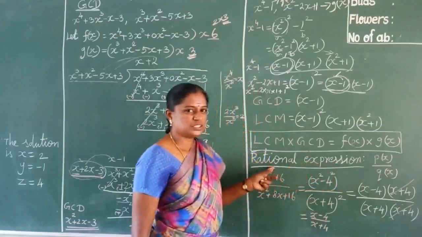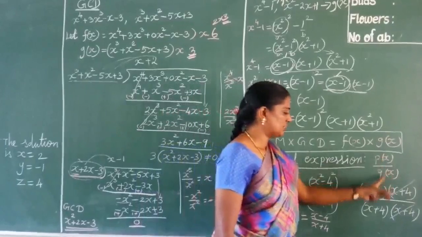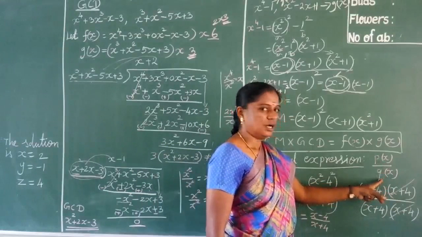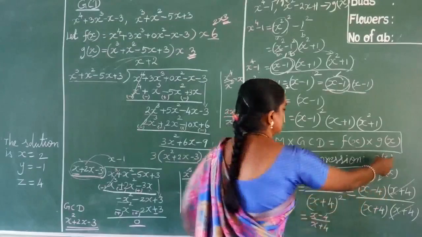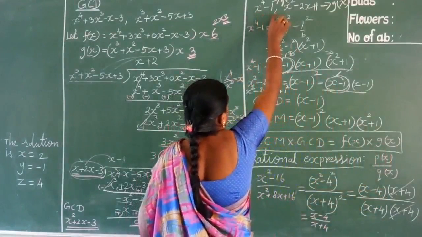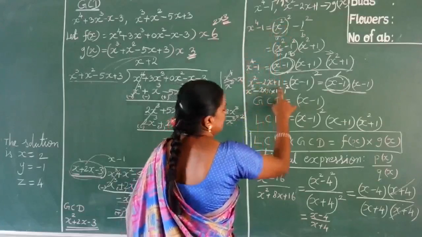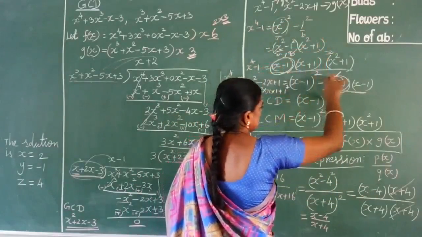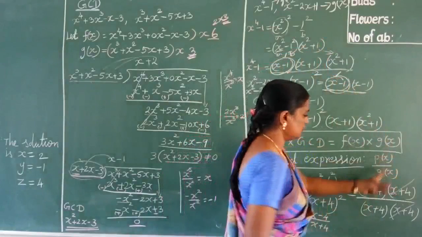So rational expressions can be written as p of x by q of x. Here p of x is one polynomial, q of x is another polynomial. You simplify by the same method. This one we take p of x, this one we take q of x. The same method you simplify, and substitute.